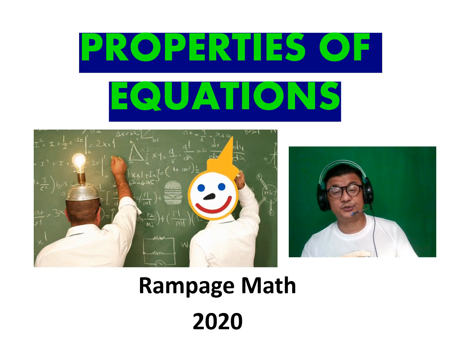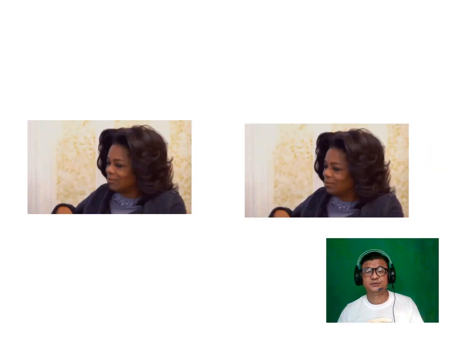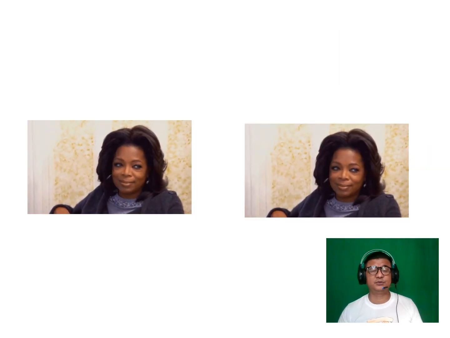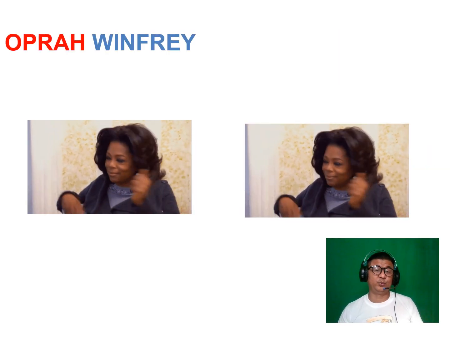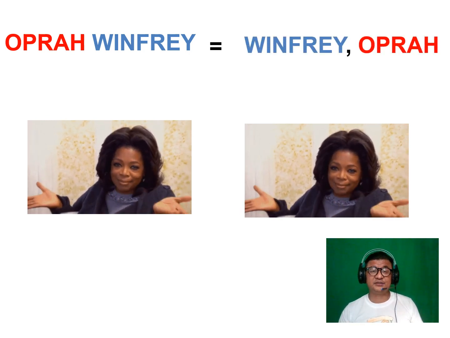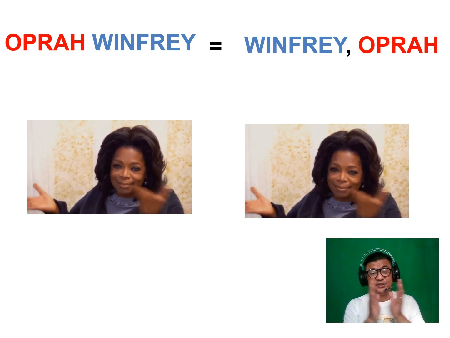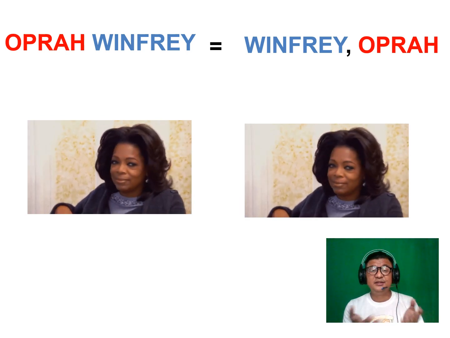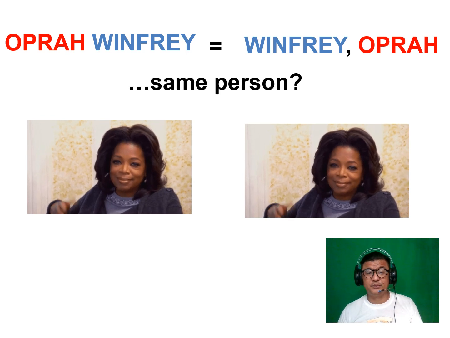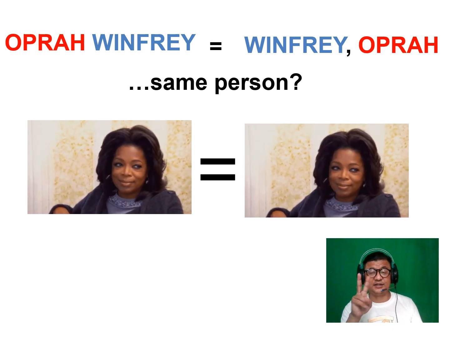So today we're going to learn the properties of equations. Now let's start this with a situation. Oprah Winfrey, if you switch the names, could be written as Winfrey Oprah. Okay? Whether she signs this way or that way, it's still the same Oprah, right? Same person. So I put an equal sign.